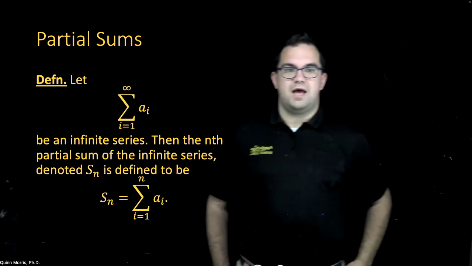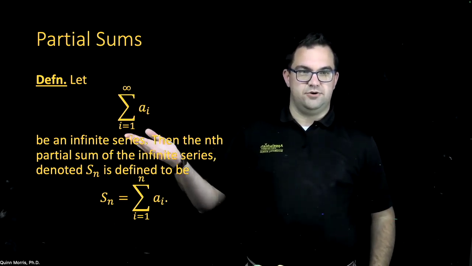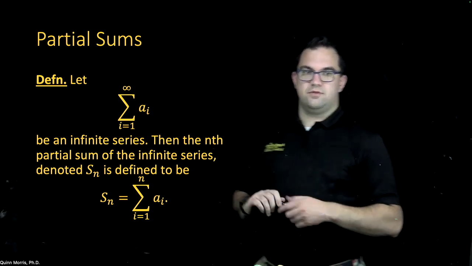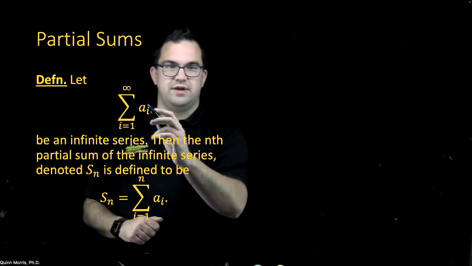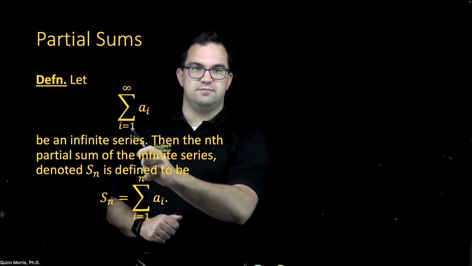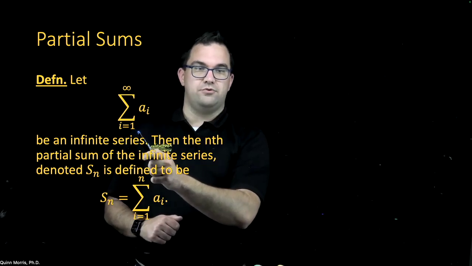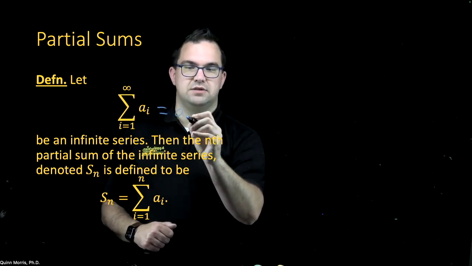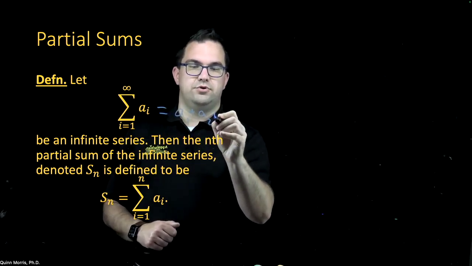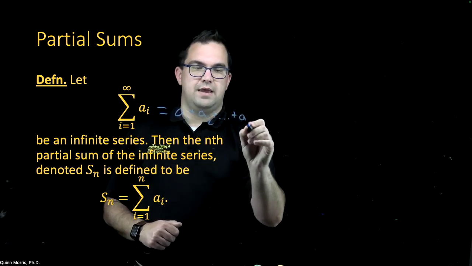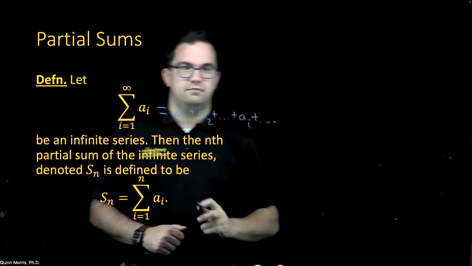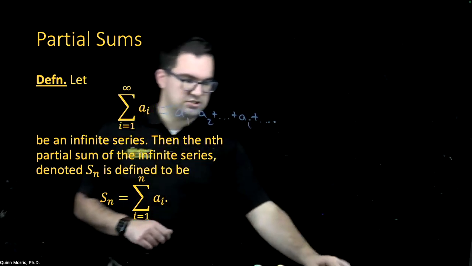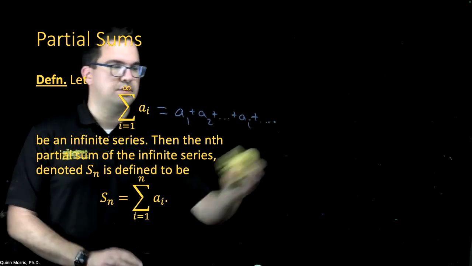So imagine I have some infinite series. We're going to call these sums infinite series. The way to conceptually think about this sigma notation is that it gives me a sum for i values going from 1 to infinity. So in this case, this would be like a sub 1 plus a sub 2 plus a sub i plus all the way on and on and on out forever to infinity. This is what we call an infinite series.